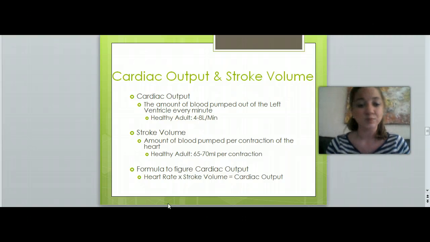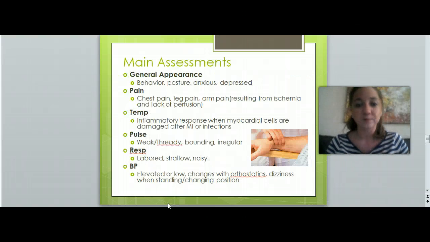Isn't that cool? So the formula to figure out your cardiac output is, if you know the patient's heart rate and you know their stroke volume, you just multiply them together and there's your cardiac output. It's easy enough, right? Because cardiac output is measuring minute, our heart rate measures per minute, and stroke volume is just per contraction, so per beat, right? Multiply them together, cardiac output.